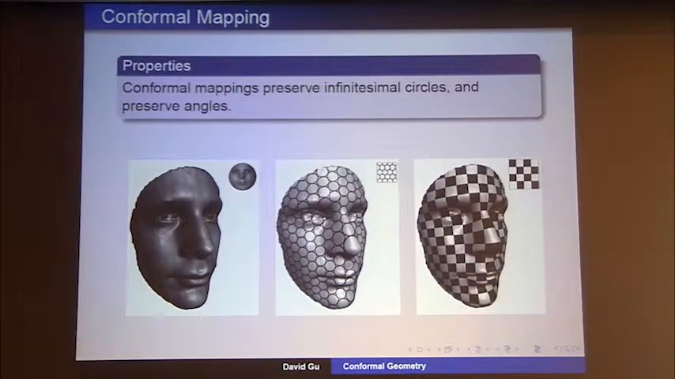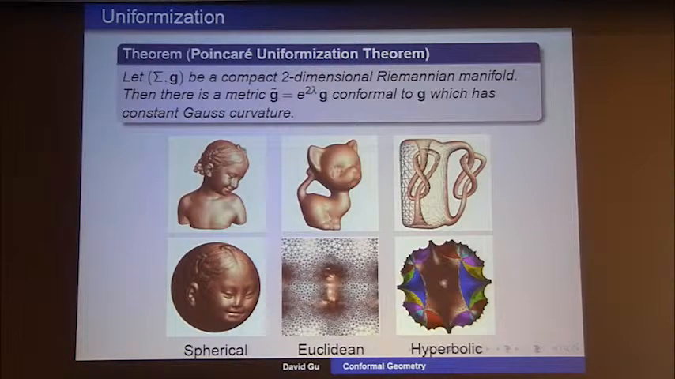The conformal mapping has special properties, basically preserving infinitesimal circles and preserving angles. If you put a checkerboard on a plane, then pull back the checkerboard, you'll see all the right angles of the checkers are well preserved. Then uniformization says arbitrary shapes can deform to three canonical shapes. This lecture focuses on how we really compute that.